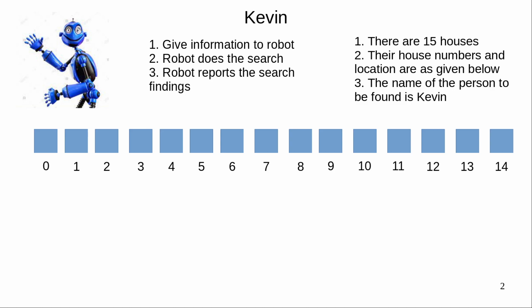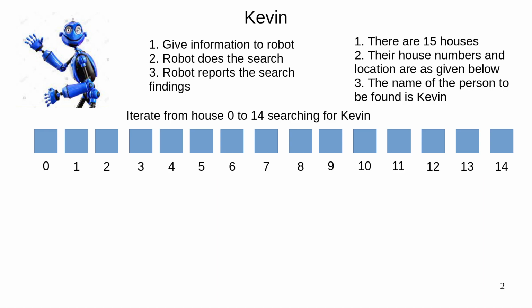And the second step is that the robot does the search. There are different ways in which the robot can actually do the search, but here in our program we are telling the robot to perform a linear search. So what is linear search? Linear search means it will start from house number 0.